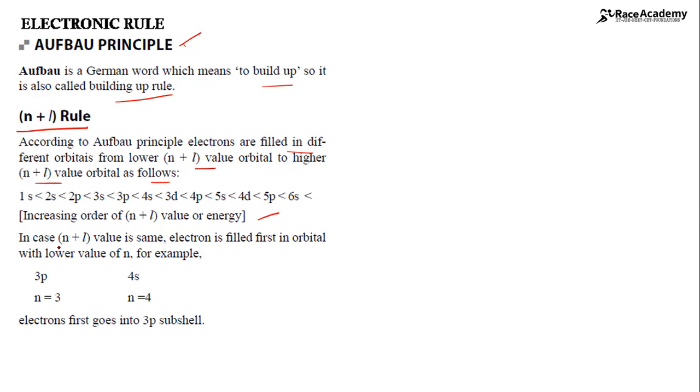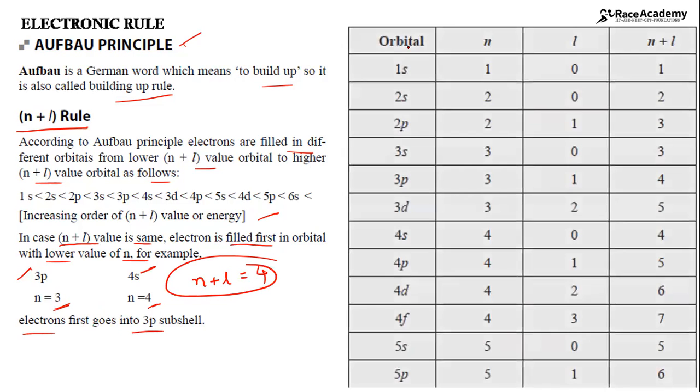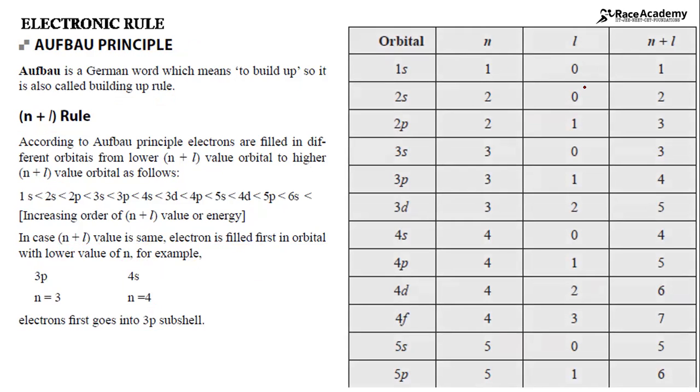In case the n plus L value for the orbitals is the same, then the electron is filled first in the orbital with the lower n value. For example, if you take 3p and 4s, the n value is 3 for one and 4 for the other, but the n plus L value for both is 4. In that case, the electron first goes to the 3p shell. All the different orbitals are tabulated here, and you can easily write them in your notes from this tabular form. If you have confusion about which orbital the electron will enter first, and what exceptional cases will come in the electronic rules, you can observe it from this tabular form.